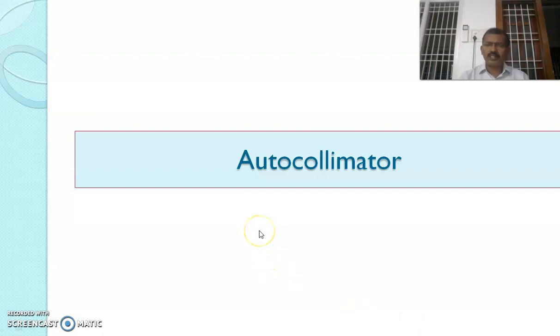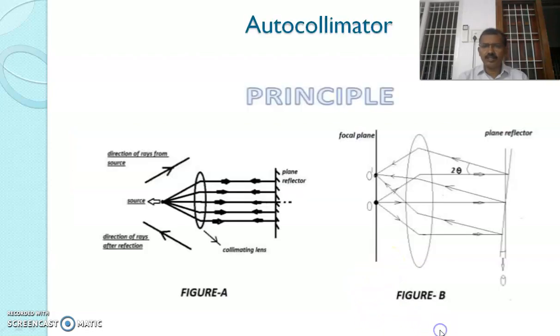In the previous lecture, we studied the vernier bevel protractor. It can measure 1 by 12th of a degree, but the auto collimator can measure 1 by 60 of a minute. Even very small angular measurements can be taken using the auto collimator, and it uses an optical technique.